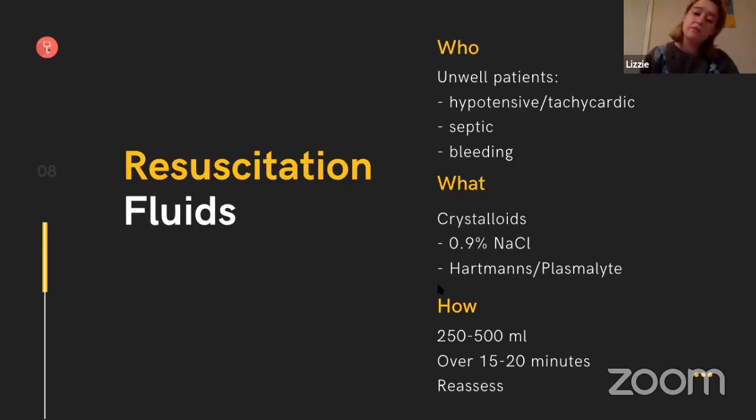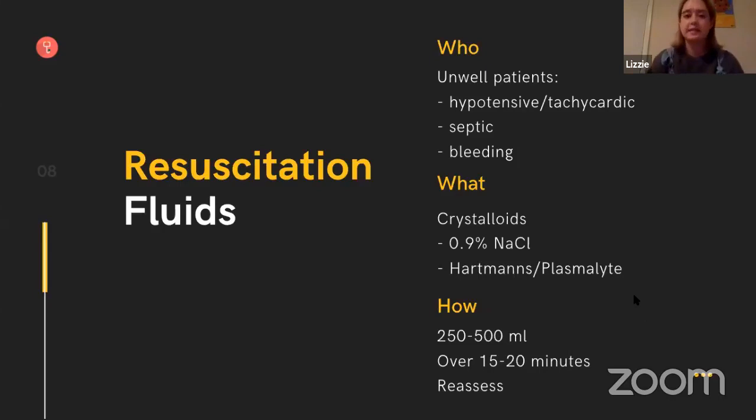And then normally in terms of your volumes, you're doing 250 to 500 ml boluses over 15 to 20 minutes, and you're reassessing after each bolus has gone through. In your smaller, frail populations, 250 would be more appropriate, particularly if there's a background of renal disease or heart failure, which may put them at slightly more risk of third spacing if you give them too much fluid too quickly. But in young patients, 500 ml stat is appropriate.